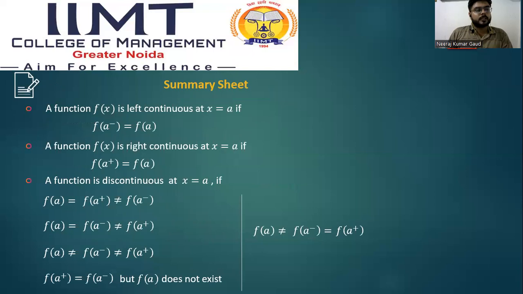A function f(x) is left continuous at x equal to a if f(a minus) equal to f(a). A function f(x) is right continuous at x equal to a if f(a plus) equal to f(a). A function is discontinuous at x equal to a if f(a) equal to f(a plus) not equal to f(a minus), or f(a) equal to f(a minus) not equal to f(a plus), or f(a) not equal to f(a minus) not equal to f(a plus), or f(a plus) equal to f(a minus) but f(a) does not exist, or f(a) is not equal to f(a minus) equal to f(a plus).